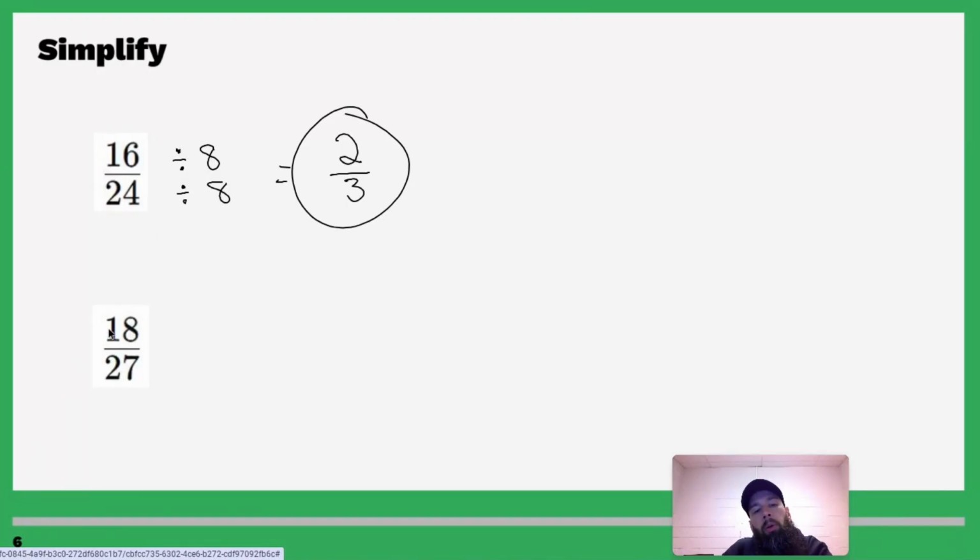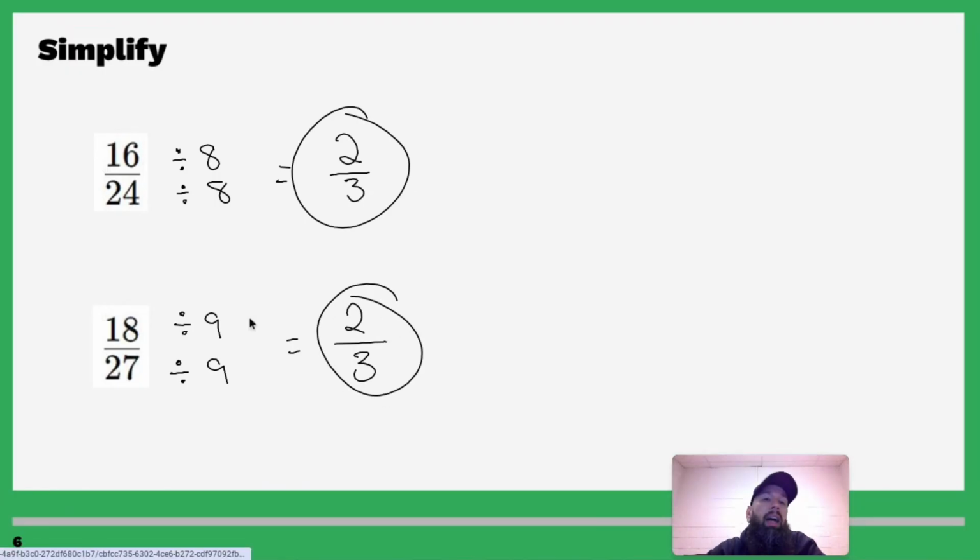What's the largest number you can divide from both 18 and 27? How about 9? If you said 3, then you would just keep going. If I divide 18 by 9, I get 2. And if I divide 27 by 9, I get 3. And once again, I get 2 over 3. Okay?